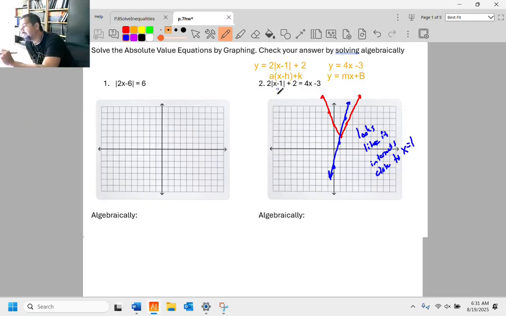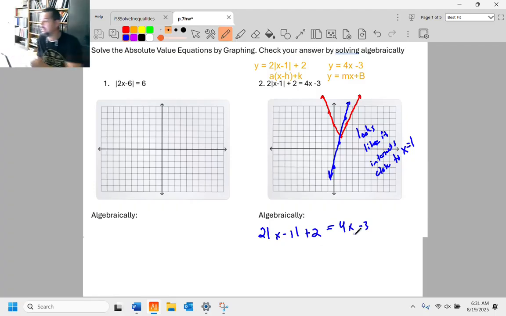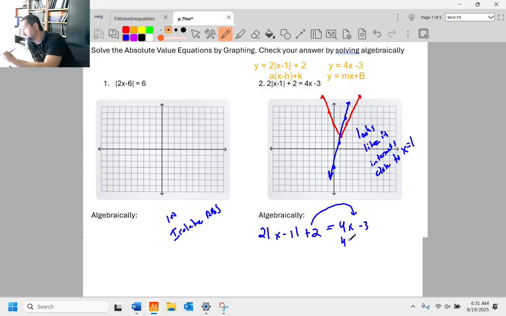Algebraically is by far superior, although it is more time consuming. So what we have to do is first isolate the absolute value. That's your first step. First, isolate ABS. So we're going to subtract the 2, because that's an easy move. 4x minus 5 equals 2 absolute value of x minus 1. Now, I could divide this 2 out, but then I would have a funny looking fraction on the right. So instead I'm going to distribute this 2 in. I have the absolute value of 2x minus 2 equals 4x minus 5.